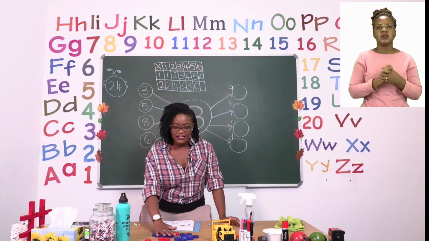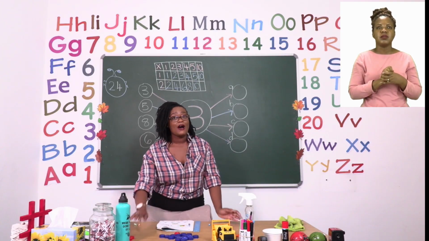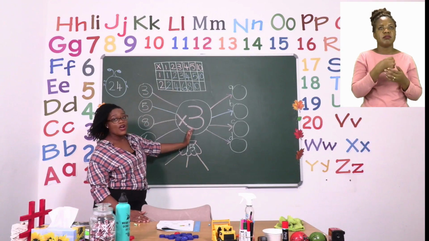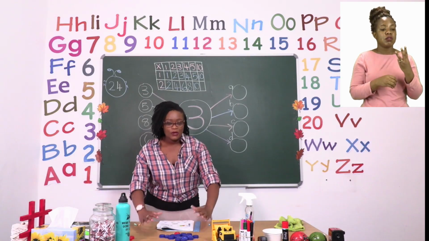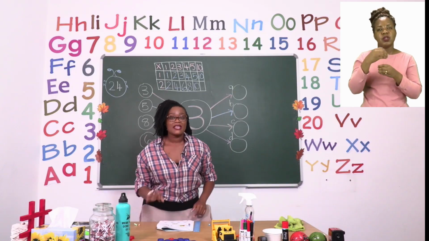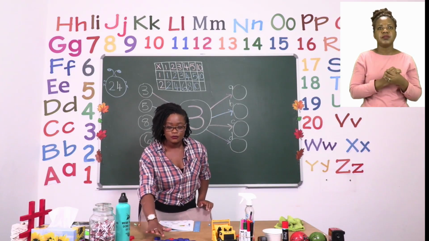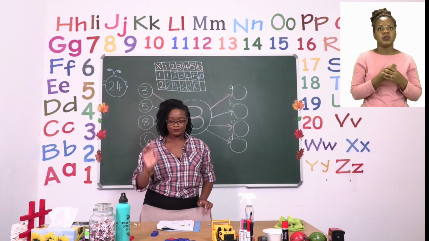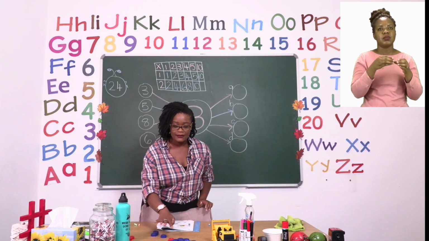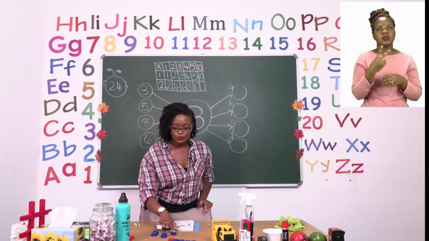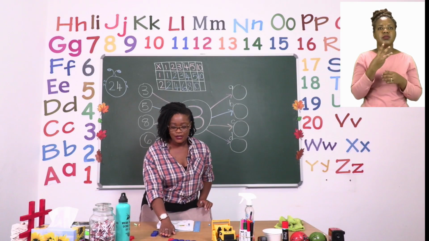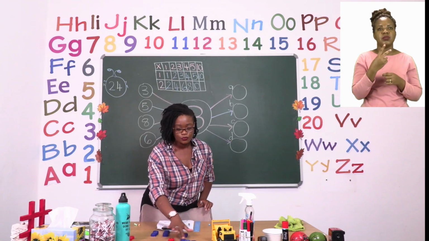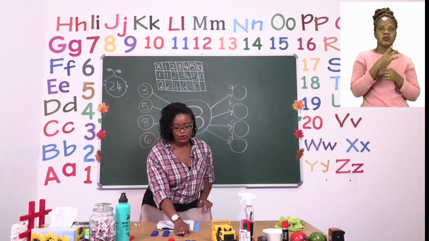And if we check carefully, we need to put them in how many groups? 3. So it's 3 groups of 3. So I'm going to start by taking 3. 1, 2, 3. And this is my first group. Then 1, 2, 3. This is my second group. 1, 2, 3. This is my third group.